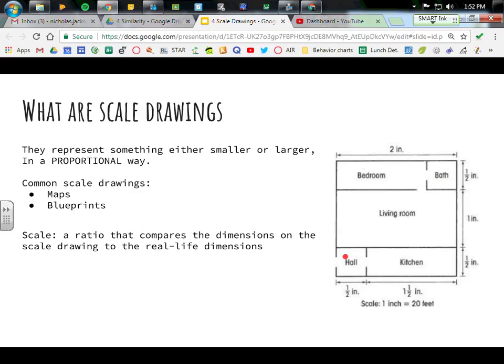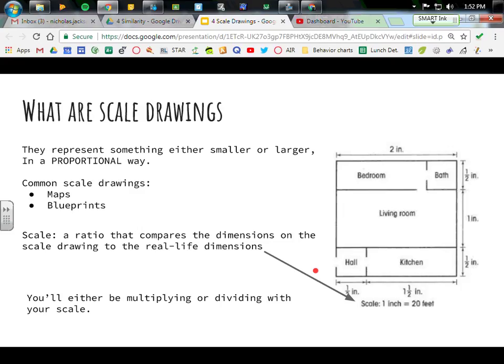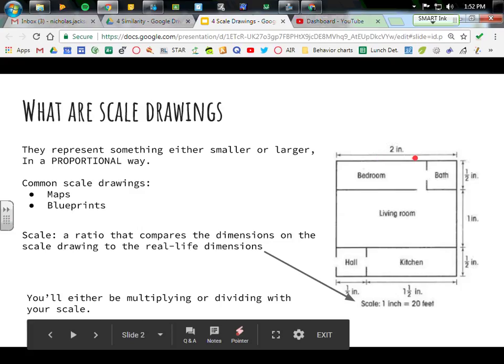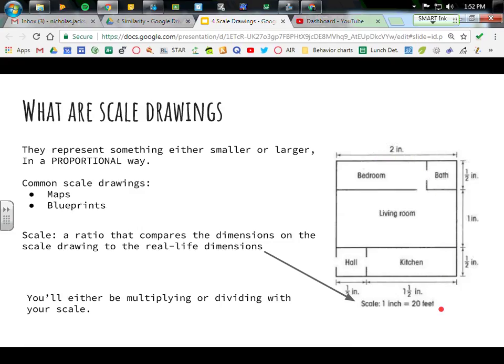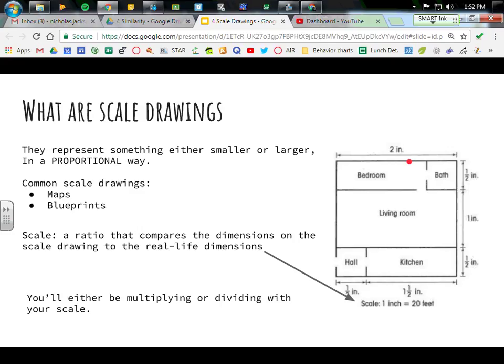All right. So how do we get those real life numbers given our scale? We would either be multiplying or dividing, depending on what it is you're trying to find. So in this case, we multiplied because we are given our dimensions in inches and we're trying to find our feet. So we multiply the inches by the feet. If we had measurements in feet and we were trying to find how many inches they would be on the blueprint, say there's a wall that's 20 feet in real life and we want to make a blueprint with the scale of 1 inch to 20 feet, how many inches will it be on the blueprint? In that case, we would be dividing to find out how many inches.